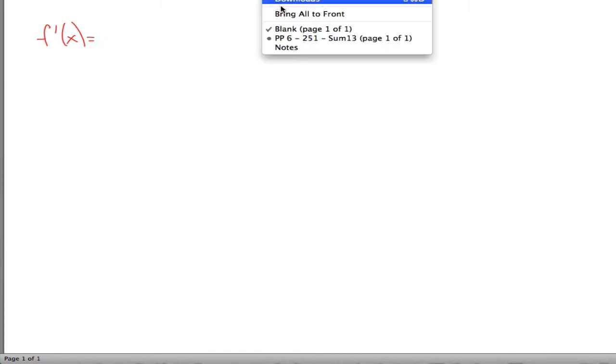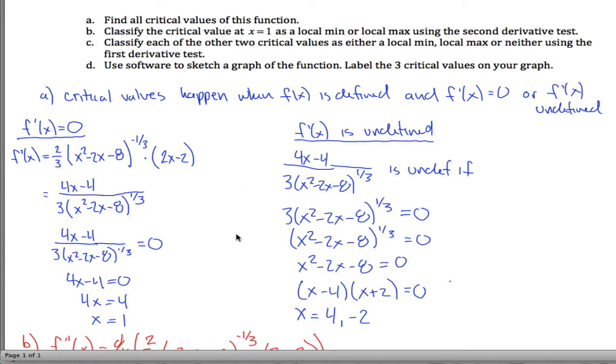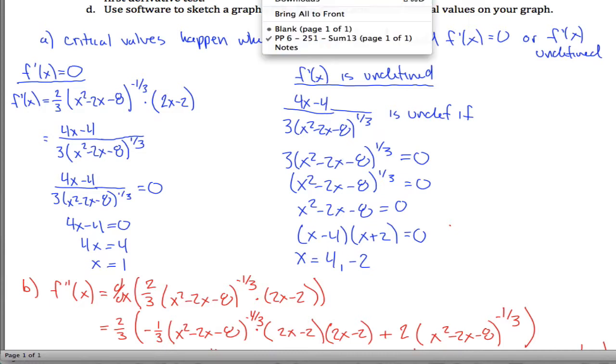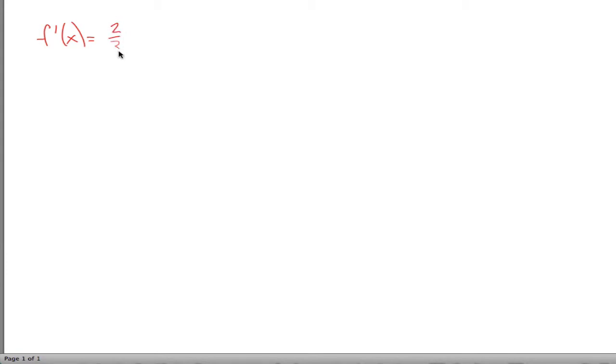Alright, so I know that f prime of x is equal to, should have copied that down better, this mess, 2/3 times x squared minus 2x minus 8 to the negative 1/3 power. Can I remember all that? I can try. 2/3 times x squared minus 2x minus 8 to the negative 1/3 power times 2x minus 2. This was my first derivative.